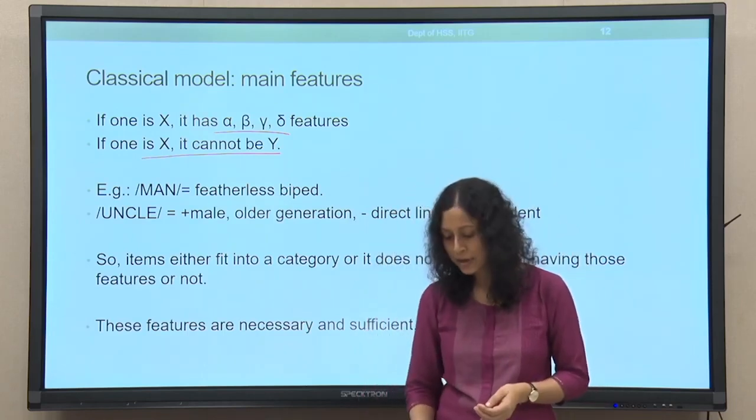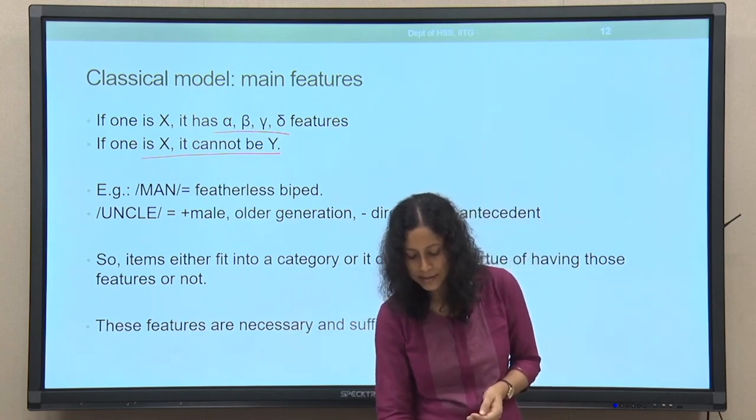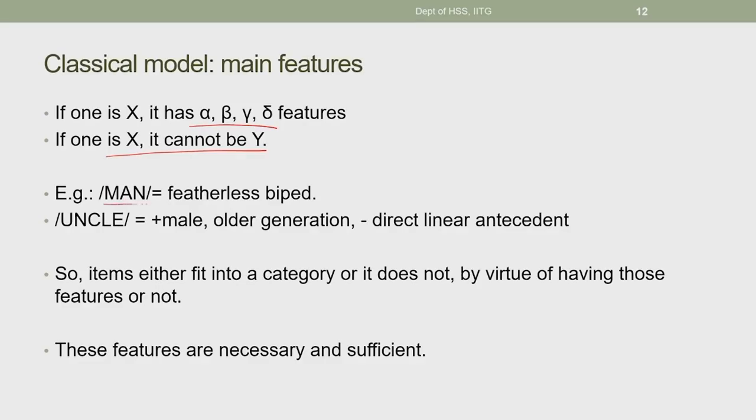The classic example from this theoretical standpoint is, how do you define a man? Who is a man? What is a man, let us say? So, a man is a featherless biped.